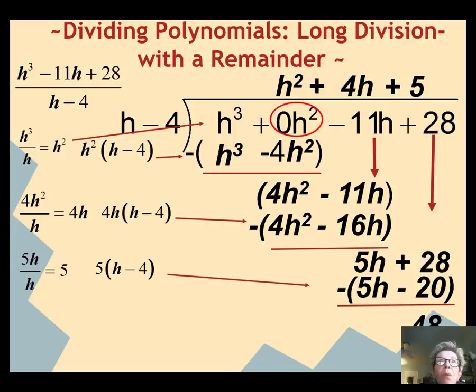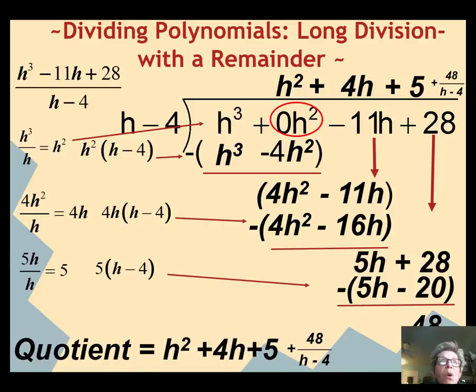Now, we write our remainders just a little bit different. In the quotient, you'll see we write it as plus 48 over x minus 4, our divisor. Our answer is the quotient x squared plus 4x plus 5 plus 48 over x minus 4.